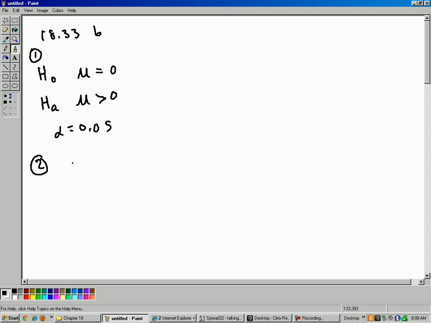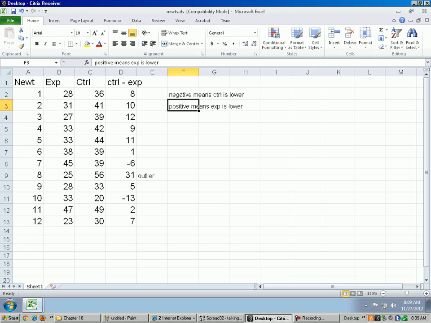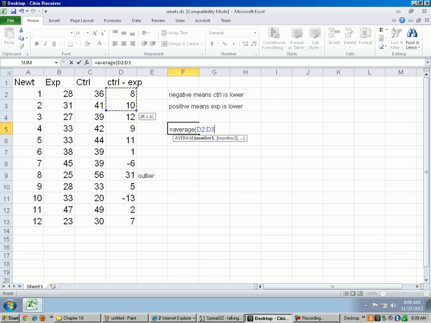Okay, step two, we need the mean, the standard deviation, the n, and degrees of freedom. We have to do this twice, once with the outlier and once without. So let's make two sets here, and this one is without the outlier. Let's have Excel do this for us. I want the average of cells D, remember, it's just the differences now. I don't need anything else. So the average of D2 to D13.